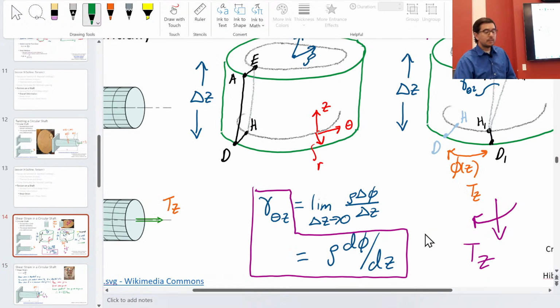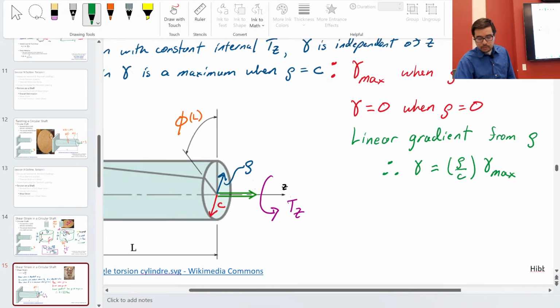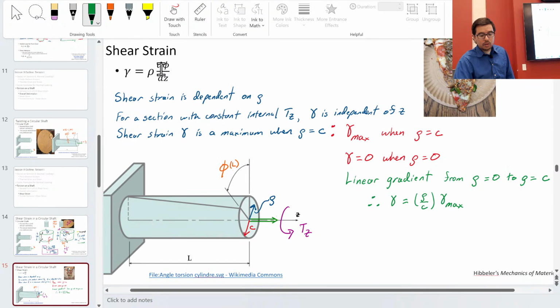Exciting, fun, boring? Great. Okay, so now we've defined a shear strain. And the shear strain, beware, is dependent on rho. Okay? This is annoying, but powerful. If rho is equal to the outer radius, which we usually call c, we will call that a maximum. When rho equals c, you have a maximum in the shear strain. When rho is equal to 0, at the center axis of twist, that is going to give 0.